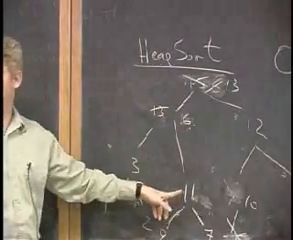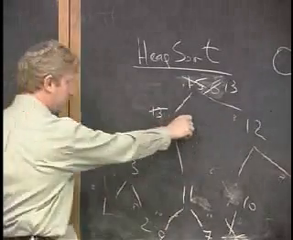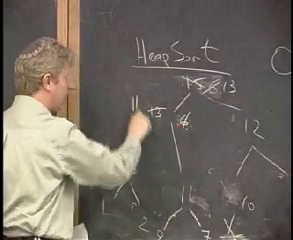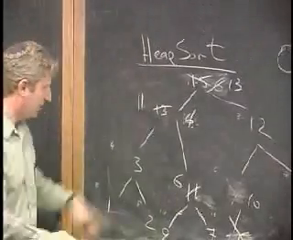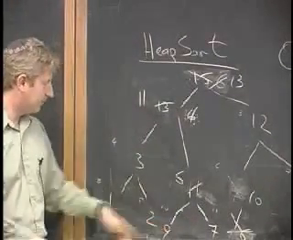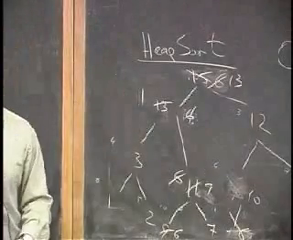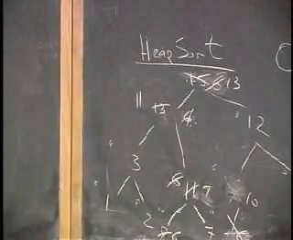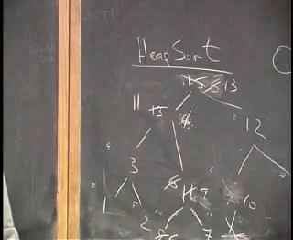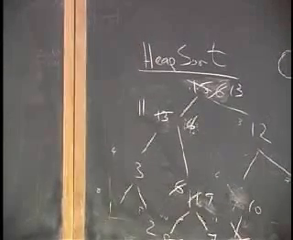6, 3, 11. What happens there? Agreed? 11 moves up, 6 comes down. 6, 7, 9. And now we have a heap again. So you can either push your value down or you can push your value up. And whatever direction you push it, it's order log n.